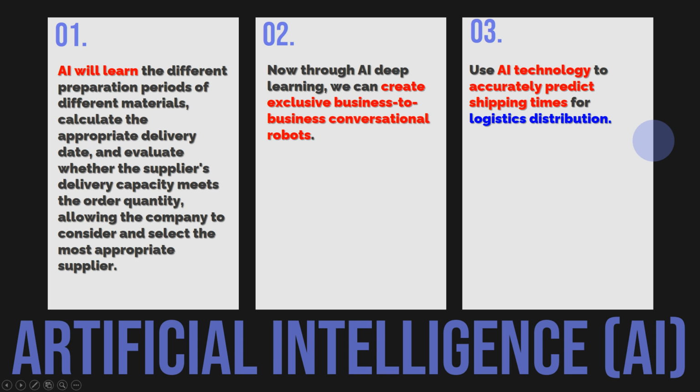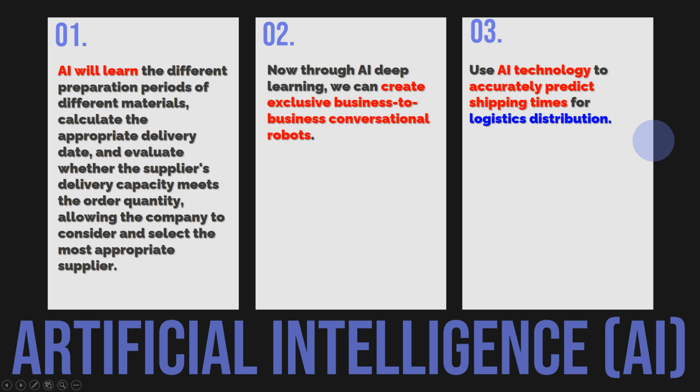So AI will learn the different preparation periods of different materials and calculate the appropriate delivery date, and evaluate whether the supplier's delivery capacity meets the order quantity, allowing the company to consider and select the most appropriate supplier.